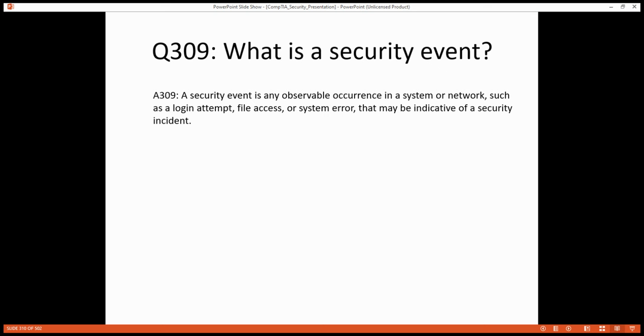Q309. What is a security event? A309. A security event is any observable occurrence in a system or network, such as a login attempt, file access, or system error, that may be indicative of a security incident.